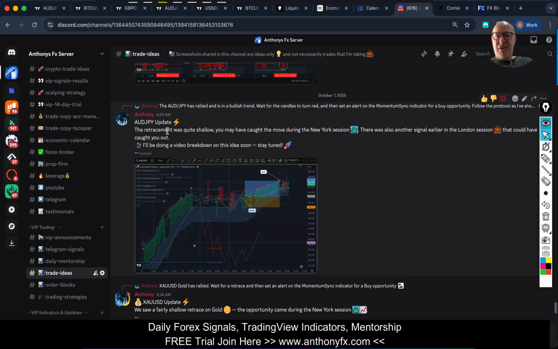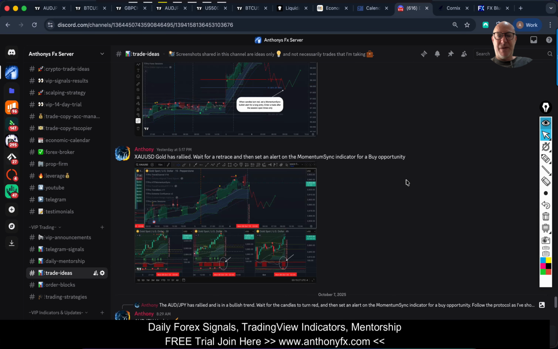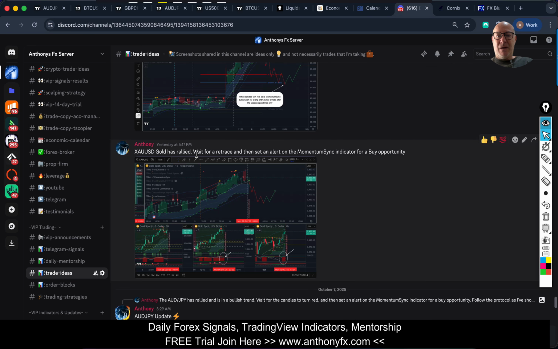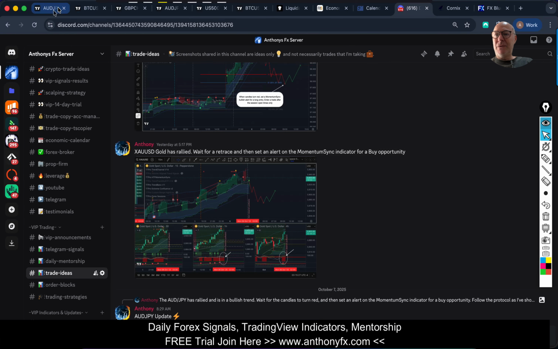The instruction was, let's just go back to it. Wait for the candles to turn red, then set a green signal. Well, we'll look at both because there's only two of them from yesterday. Gold has rallied. Wait for the retrace, set an alert on the momentum sync indicator for a buy opportunity. See here, look, wait for the candles to turn red and then green. That's it. Candle turns red, just set an alert. Candles turn green, you buy. We'll have a look at the Aussie yen first and then we'll check out gold.